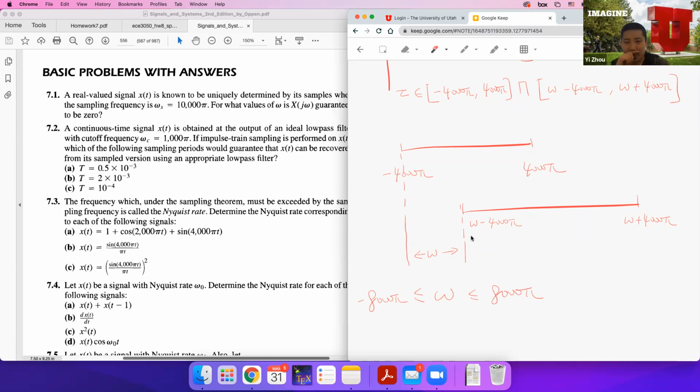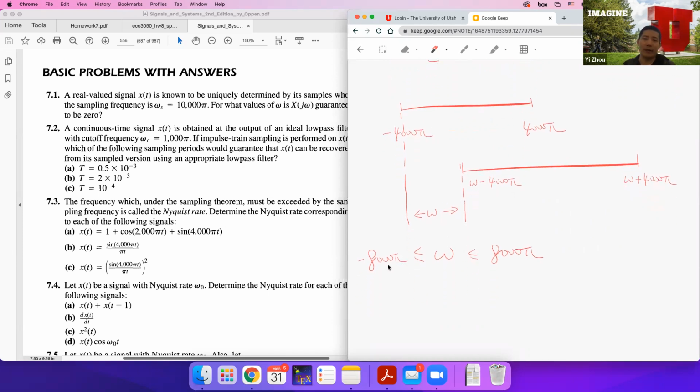Wait, let me think about this. If this is negative 8,000, then it's negative 12,000 pi. So when omega takes the value of negative 8,000, then the left ending point is negative 12,000.